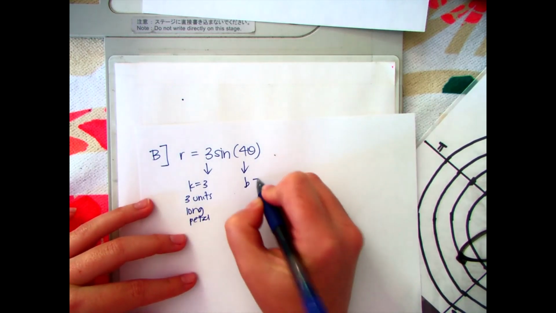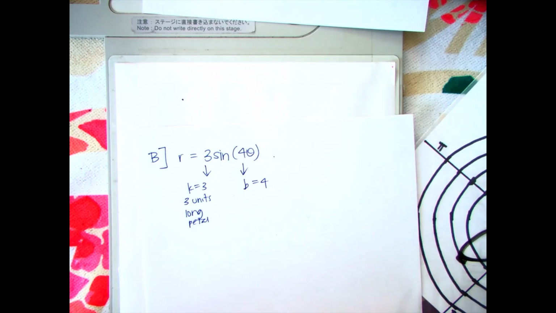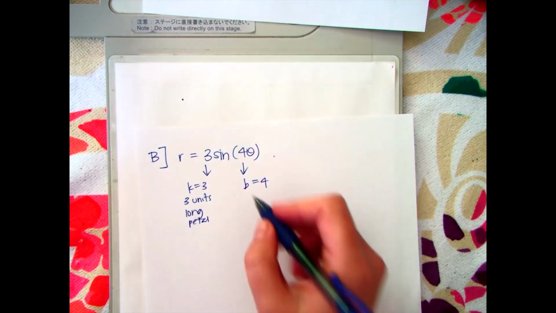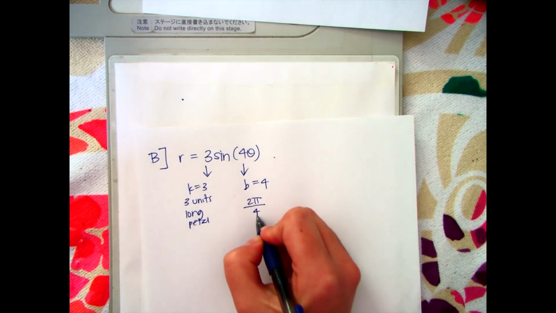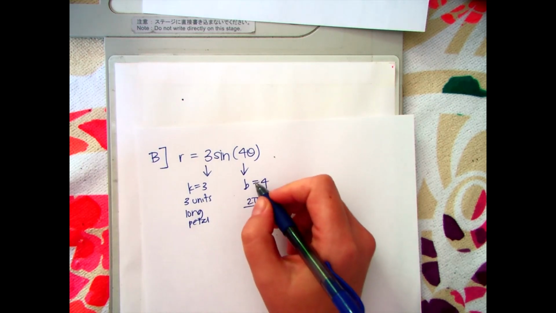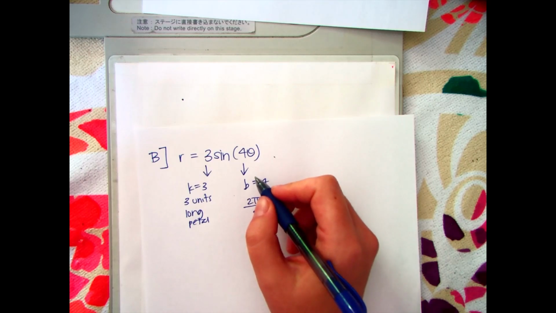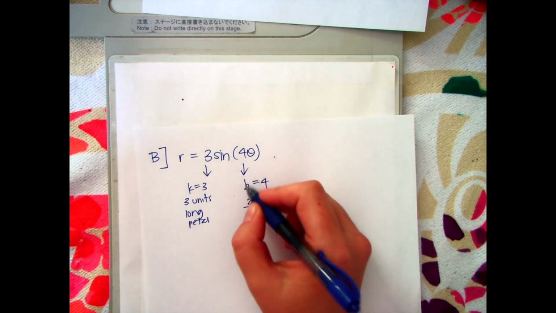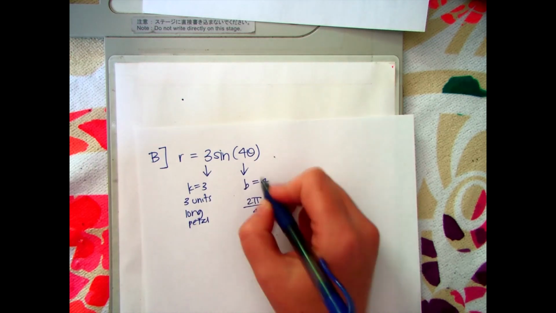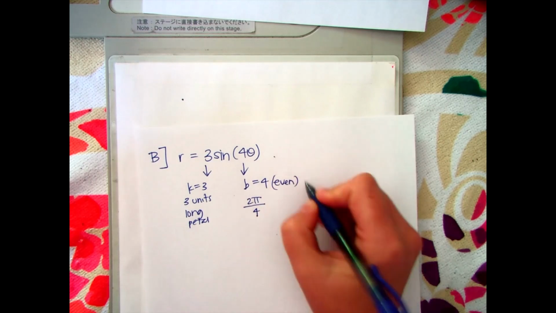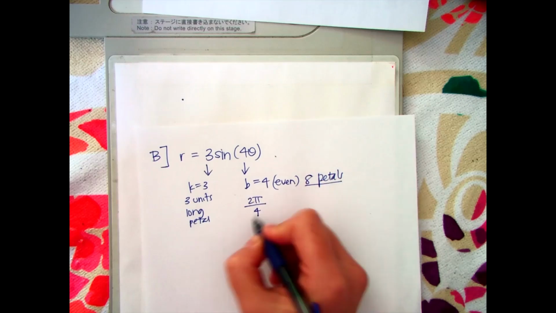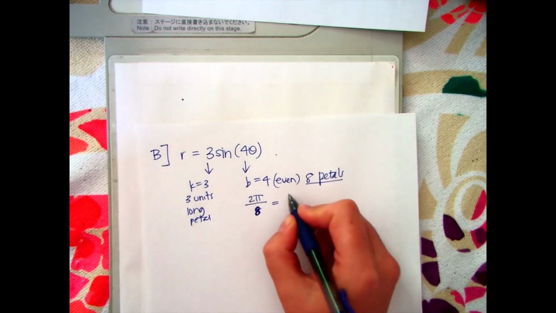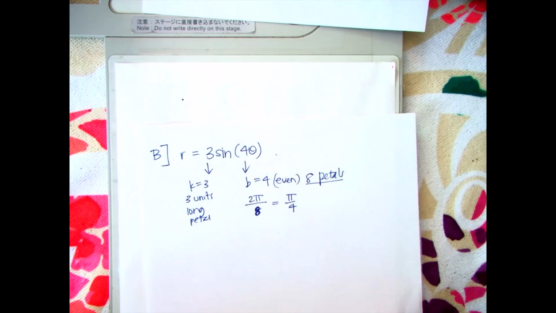B is equal to 4, and b equal to 4 still means we have 2 pi, a distance of 2 pi, we're splitting it into, oh, sorry, I don't know why I did this. I skipped a whole step. If b is equal to 4, that's even, meaning there are 8 petals. So I'm not dividing by 4, I'm dividing by the number of petals. So each petal is pi over 4 radians apart.